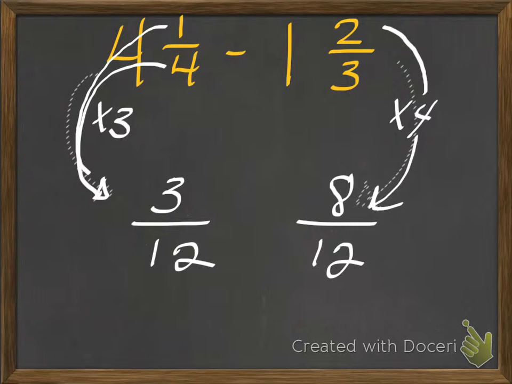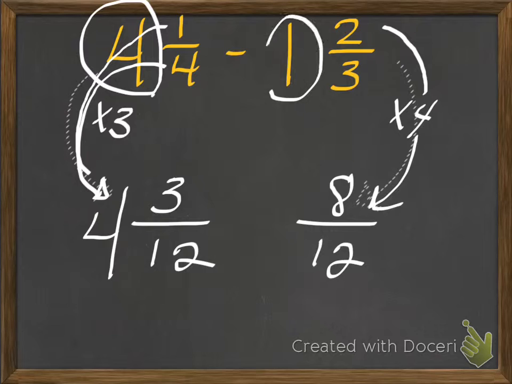The whole numbers, so my whole number 4 over here, it stays the same. And my whole number here, the 1, also stays the same. So I've done the first part. I have changed the denominator so we have a common denominator. So instead of 4 1/4, I now have 4 3/12. Instead of 1 2/3, I have 1 8/12. Okay, so that's part 1.